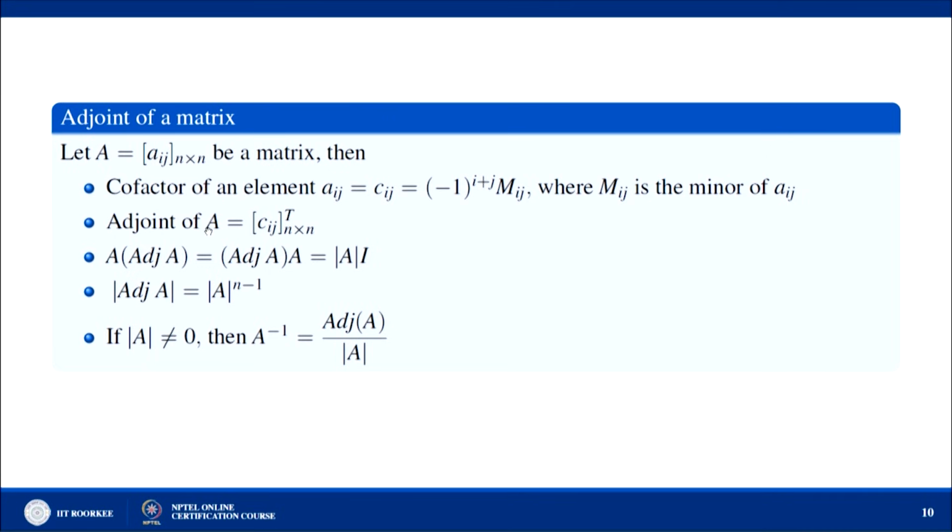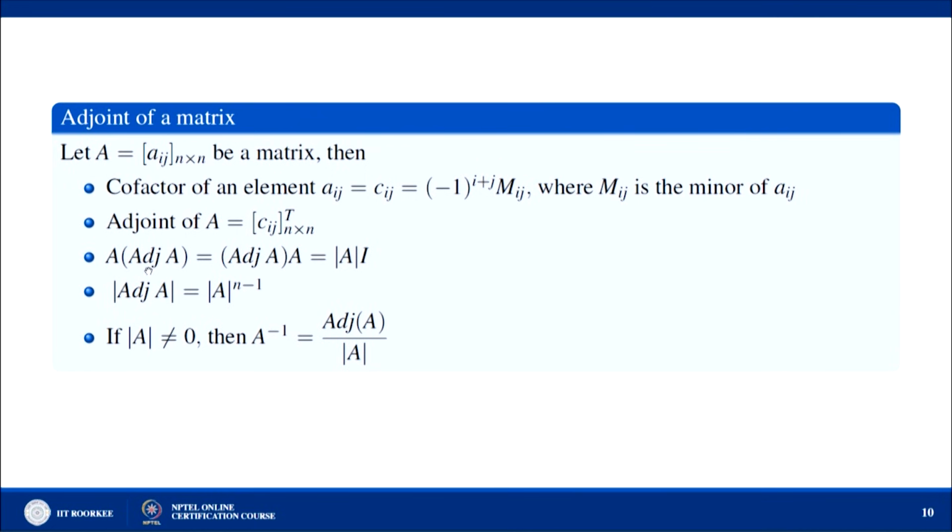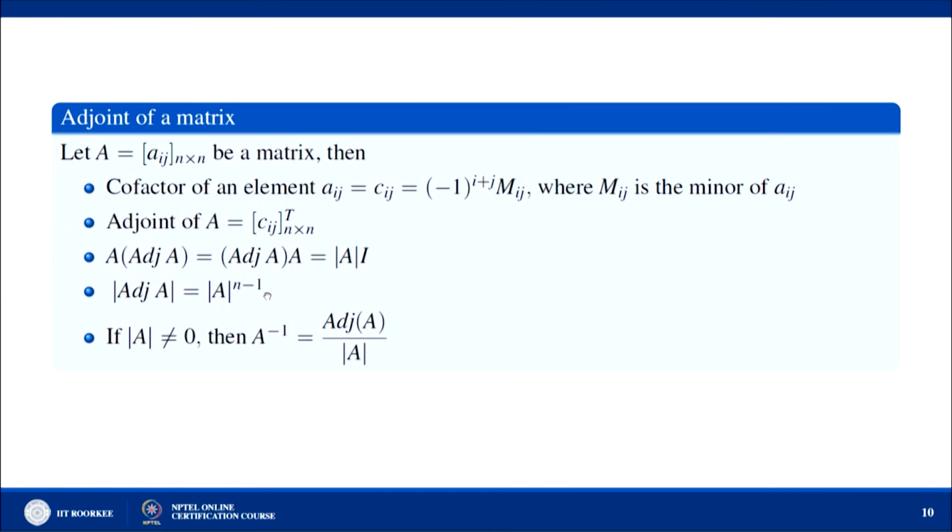Adjoint of A is simply you make the matrix of cofactors and then take the transpose. That will be the adjoint of matrix A, and we also denote it by adj A. Then the third property is A into adj A is equal to adj A into A is equal to determinant of A times identity matrix of the same order, of course, n cross n. Then determinant of adj A is determinant of A raised to power n minus 1.